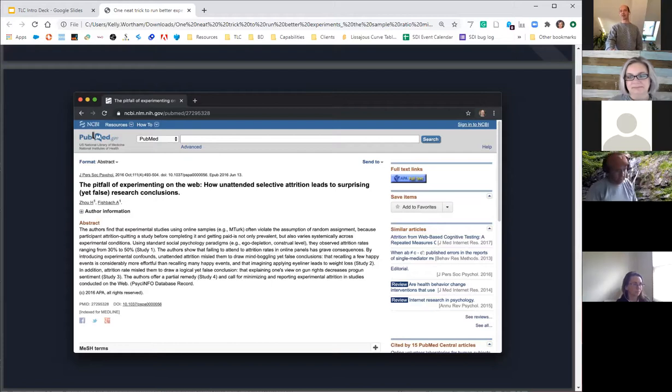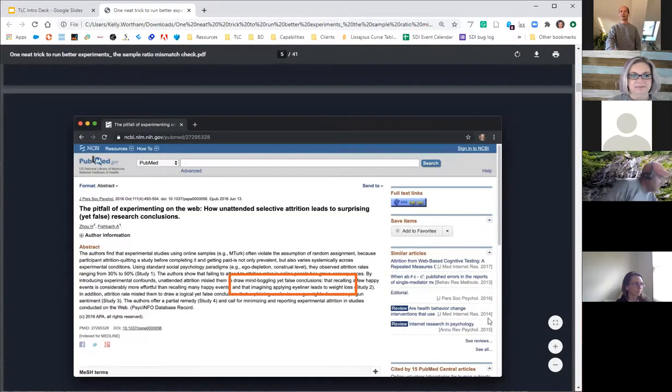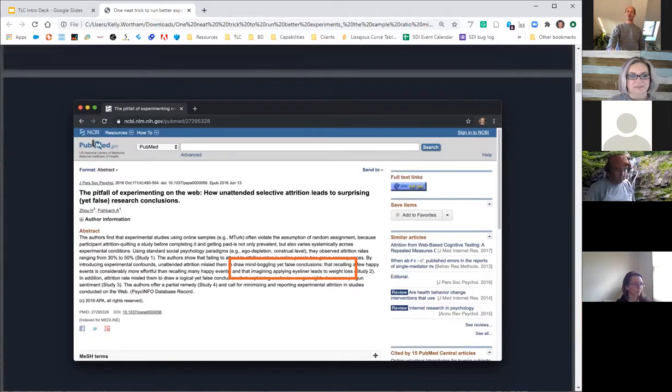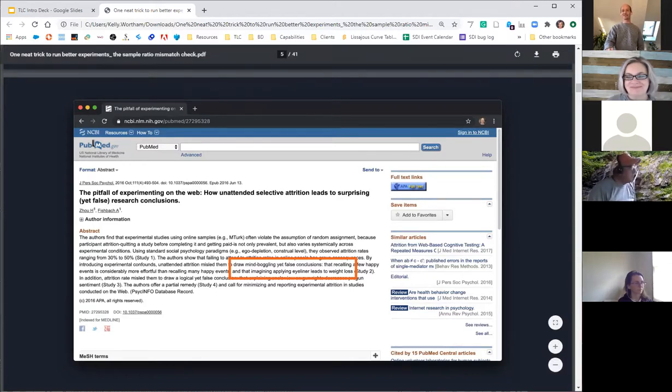So if you go to the next slide, I've highlighted part of the abstract here. I can send links to the paper later. But essentially, they try to draw, on purpose, mind-boggling yet false conclusions. For example, that imagining applying eyeliner leads to weight loss. So I'll let that sink in for a minute. Applying eyeliner, so thinking about how you apply, I don't know, is eyeliner the one where you draw with a pen, or is it the one with the brush? The pen. The pen, okay, yeah, so the one with the pen. So thinking about putting that on makes you lose weight.